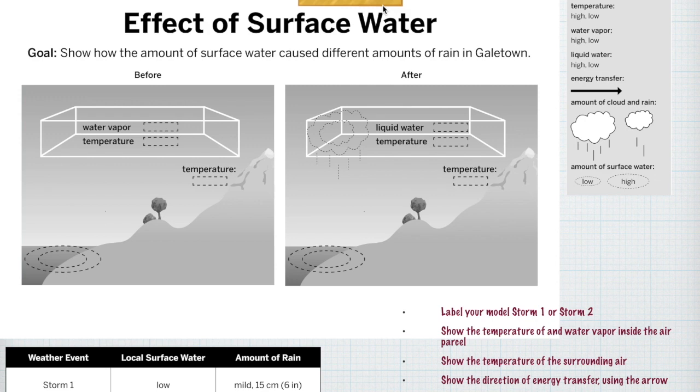So the first thing is that we want to look at the local surface water. You'll see that there are 2 lines. The smaller one would mean a low amount, whereas the larger one would mean, make sure you guys can see where I'm at. The smaller one would mean low surface area, and the larger one would mean high. So in this case, storm 1 says that there is a low amount of surface water.